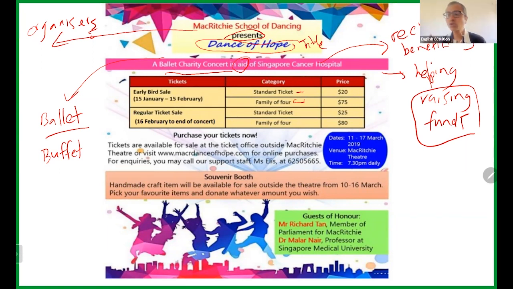Early bird means those who buy first. Just buy early, before a certain time. Why are they having early bird tickets? To encourage people to come early.